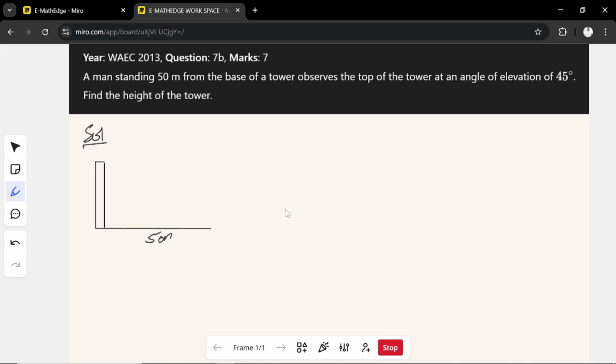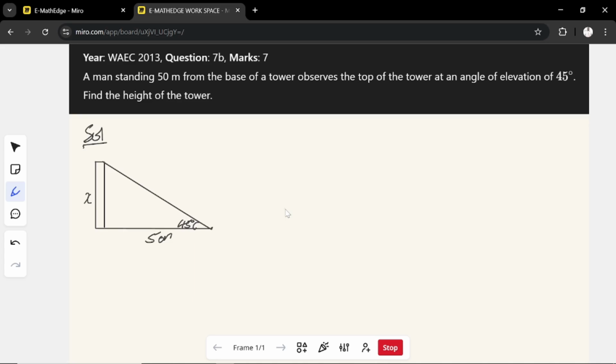Now, the next thing is the man observes the top of the tower at an angle of elevation of 45 degrees. So if the man is standing here and he observes the top of the tower at an angle of 45 degrees, that's what the question is saying. So from this point where the man is standing, looking up to the tower, he forms an angle of 45 degrees. Find the height of the tower. That's to say we have to find the length from this point down to this point where the man is looking at. And we don't know what it is, so let's target x, right?